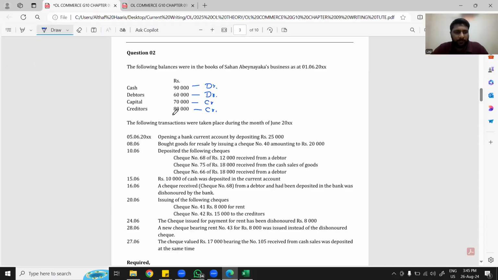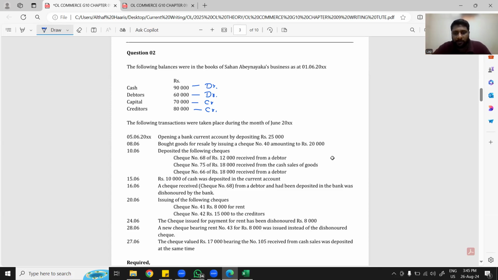The next one. Bought goods for resale by issuing check number 40 amounting to 20,000. So you issued a check. Last week also I told you, when you issue a check, you have to reduce that amount from the bank, because the check is connected with the bank. Just because you give a check, the money inside your locker will not reduce. Money will reduce from the bank.